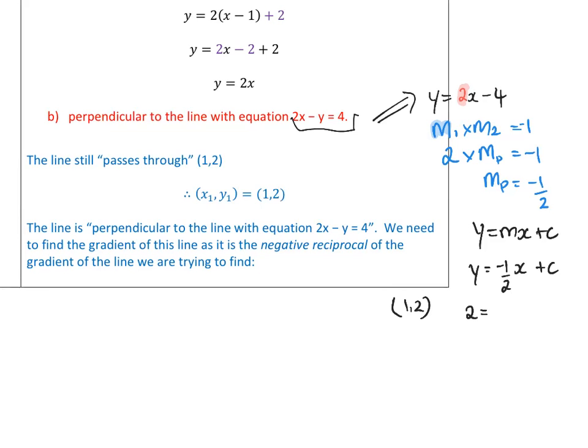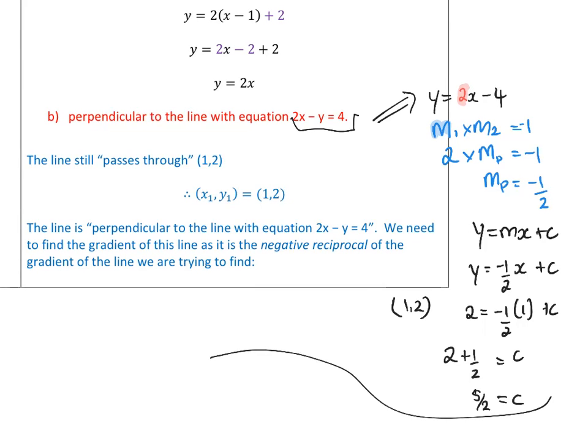So 2 equals negative 1 over 2 times 1 plus c. So it'll be 2 plus 1/2 equals c. I don't want a mixed number, I want a fraction. So what would that be? What's 2? Yeah, good. 5 over 2 equals c. So the equation of the perpendicular line is y equals negative 1 over 2 x plus 5 over 2.